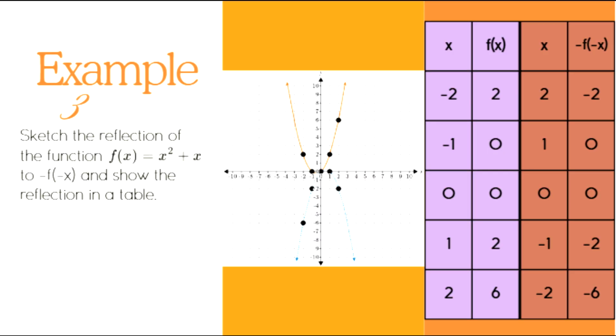Here's what the tables look like. Negative becomes positive, positive becomes negative for the whole graph.